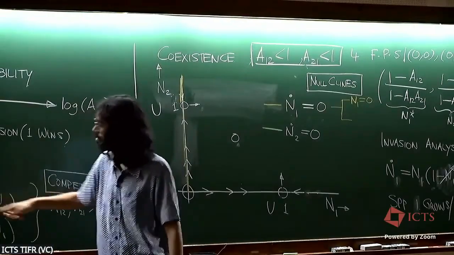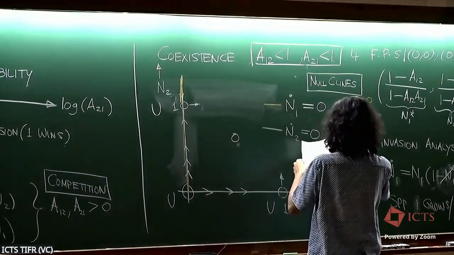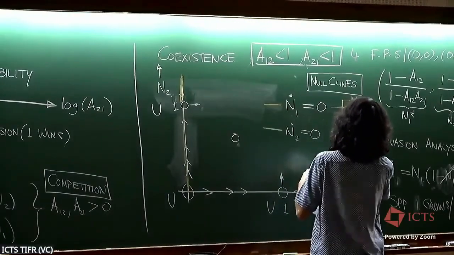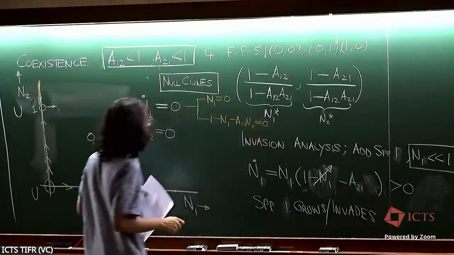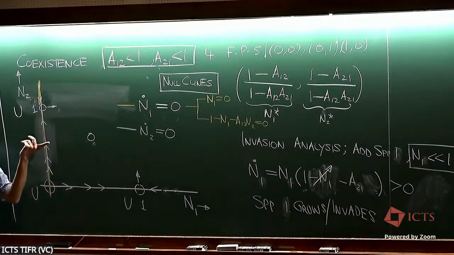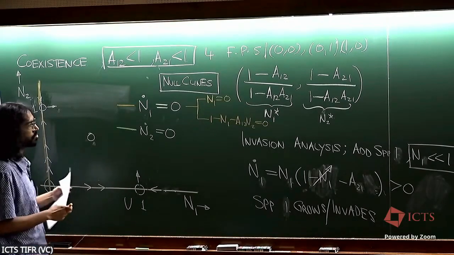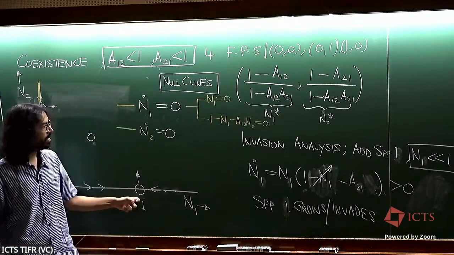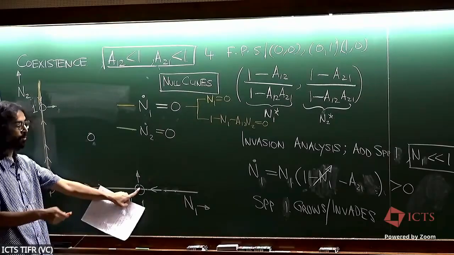N1 equals 1 minus A12 N2, right? That's that term in the parentheses. So the way I've written it is 1 minus N1 minus A12 N2 equals 0. And that's a line. That's an equation of a line in the N1, N2 plane. And just to get a line, we just need 2 points. So when N1 is 1, N2 is 0. So that's 1 point on this line.